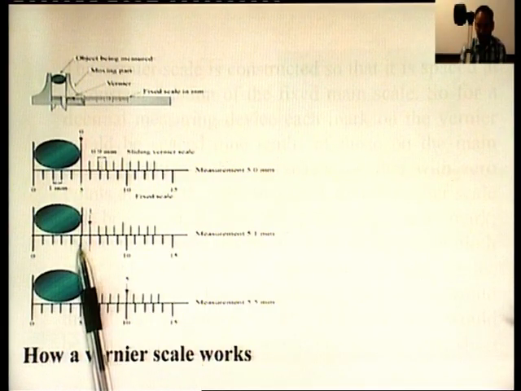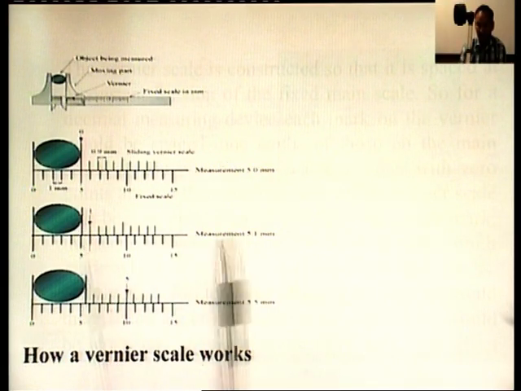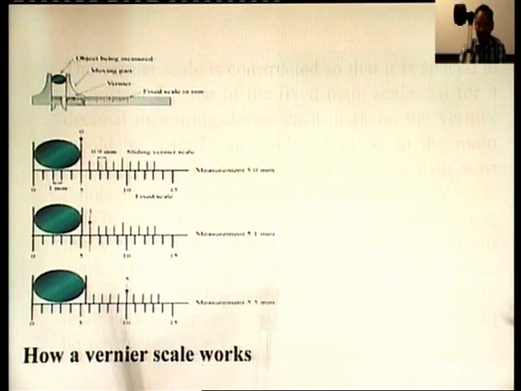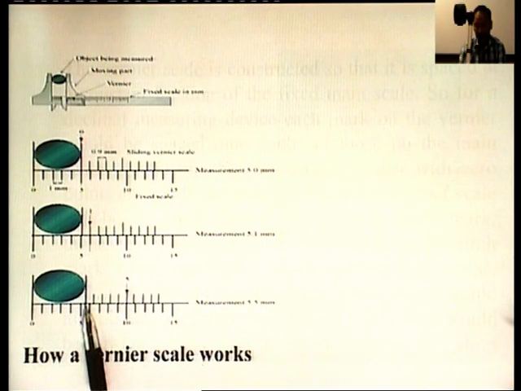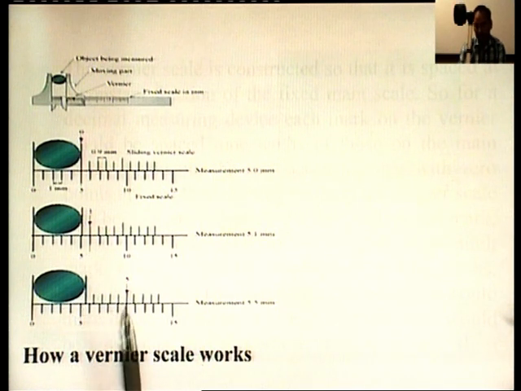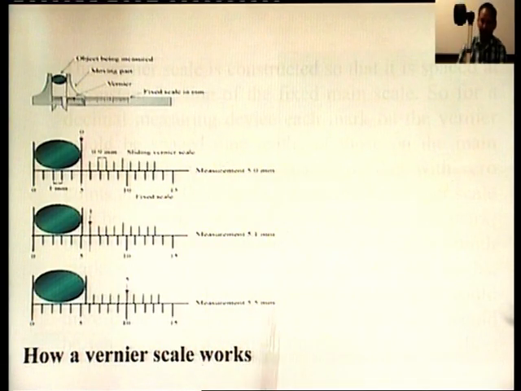Here in this case 5 is just before the 0 of this vernier scale. So, the main reading comes out to be 5, and the first reading on this vernier scale just coincides with the main scale. So, the total reading comes out to be 5.1 mm. Here in this case, 5 is again just before the 0 of this vernier scale. So, the main reading will be 5, and here the fifth reading just coincides with the fixed scale. So, the total reading comes out to be 5.5 mm.